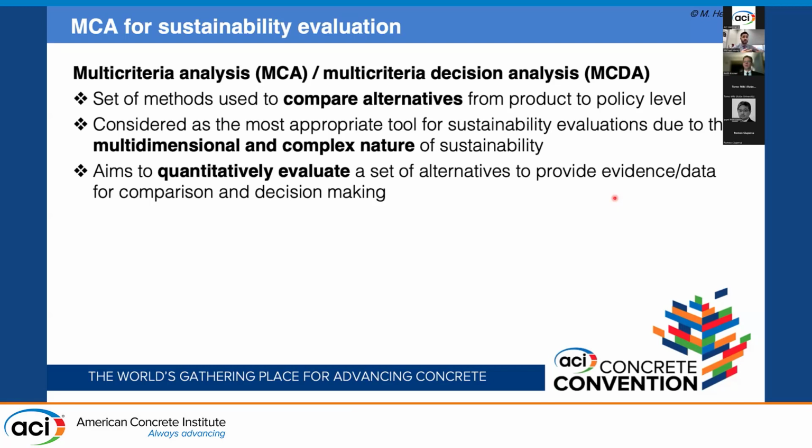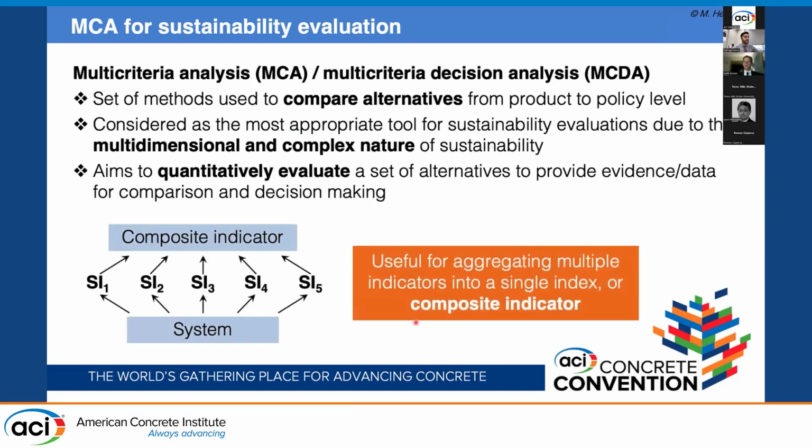This is because sustainability itself is multidimensional and quite complex. And as I showed, when we introduce sustainability, this ends up introducing additional criteria that we need to consider. So multi-criteria analysis can help us handle these different criteria. The goal of multi-criteria analysis is to quantitatively evaluate a set of alternatives to provide evidence data for comparison and to support decision-making.